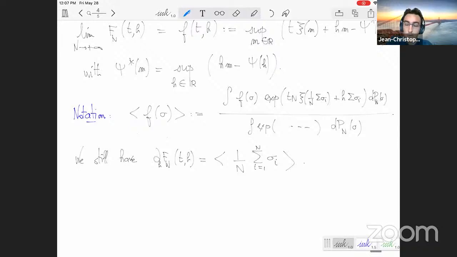Okay, this is still a valid formula. So if we still care about this mean magnetization, it's still obtained by differentiating the free energy. And moreover, 1 over n sum of sigma_i, this is smaller than, let's see, if I compute the second moment, and we said that this is bounded by 1.